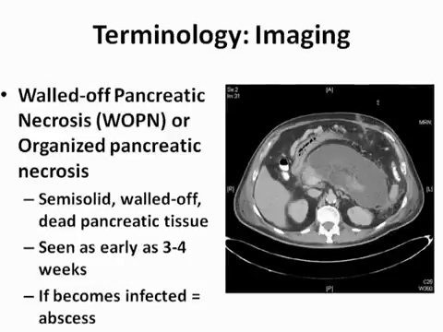And this CT scan has a walled-off collection of necrotic pancreatic tissue, and this is typical of walled-off pancreatic necrosis or organized pancreatic necrosis. It's semi-solid with areas of dead pancreatic tissue, and in this CT scan you can see a very small area of viable body and tail of the pancreas that is still preserved. This can be seen as early as 3 to 4 weeks, and it can also evolve into an abscess. We will talk about the difference between sterile and infected pancreatic necrosis in coming slides.